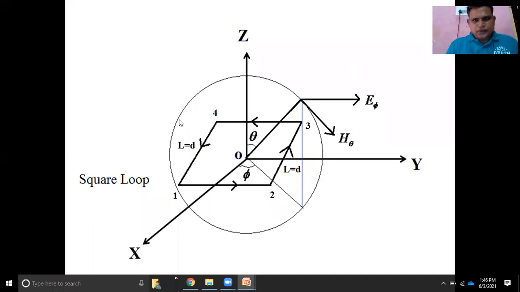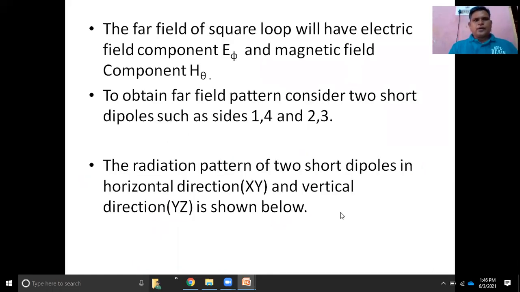Here we have to understand that this square loop has two short dipoles. 1, 4 is one short dipole and 2, 3 is another short dipole. The far field of the square loop will have electric field component E phi and magnetic field component H theta. To obtain the field pattern, we are considering two short dipoles, 1, 4 and 2, 3.